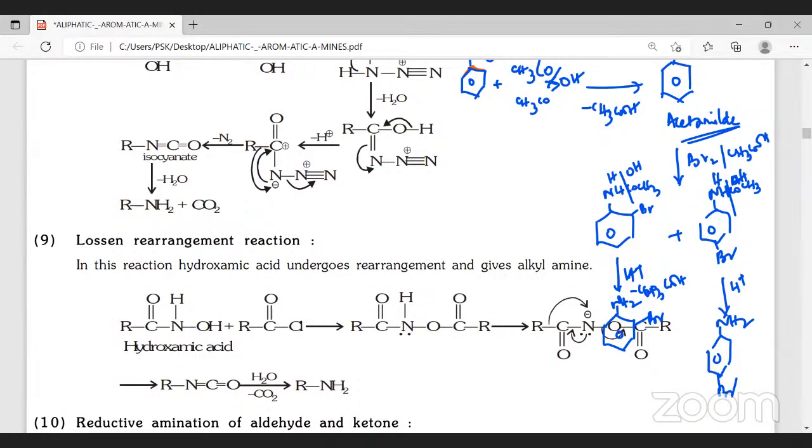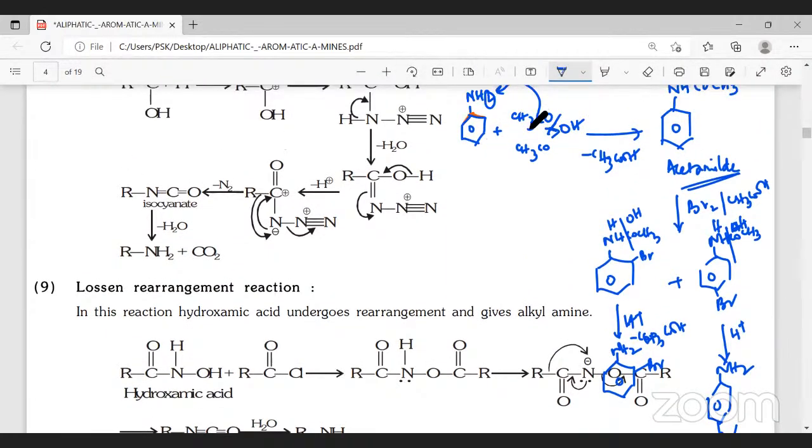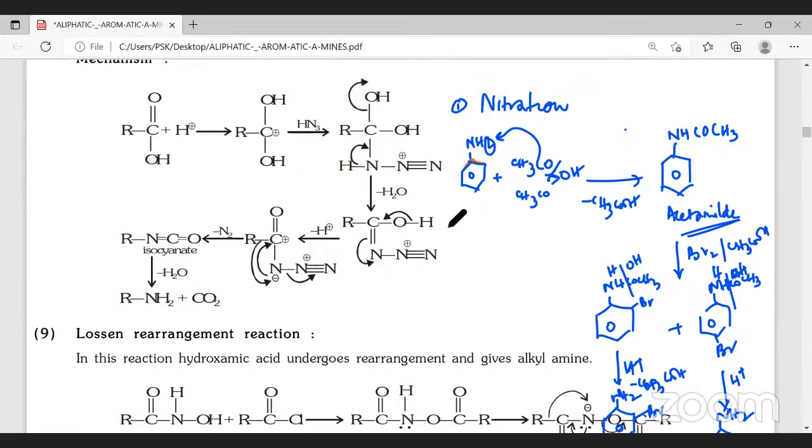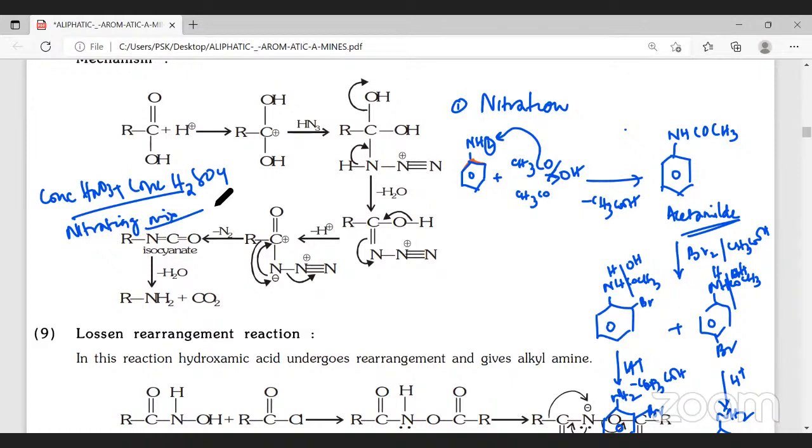When we say all follow this sequence, the first step of the reaction remains the same for nitration also, sulfonation also. What is the first step? Aniline is treated with acetic anhydride. You get acetanilide. For nitration, you have to treat it with nitrating mixture. What is nitrating mixture? HNO3 and sulfuric acid. Concentrated nitric acid and concentrated sulfuric acid in equal volumes is called nitrating mixture.